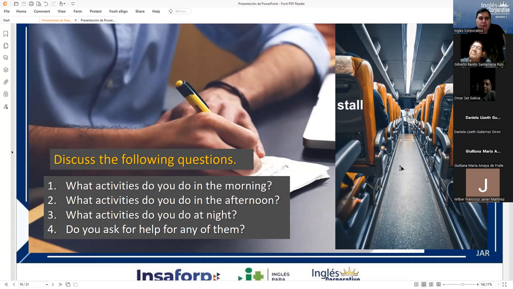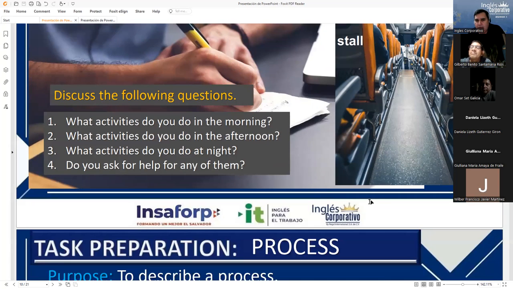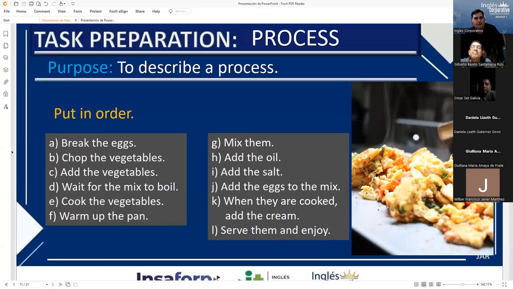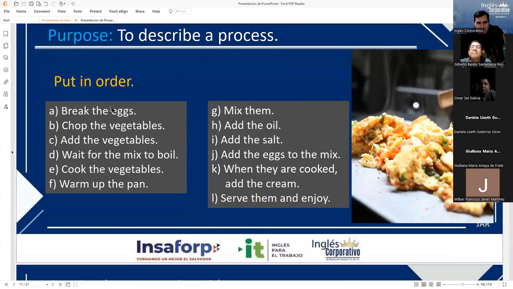So think about the activities that you do in the morning, in the afternoon, and at night. Okay. Let's see. And the sequence. Let's continue. Process. Put in order. What do you think is number one here? We have these activities. Break the eggs. Chop the vegetables. Add the vegetables. Wait for the mix to boil. Cook the vegetables. Warm up the pan.